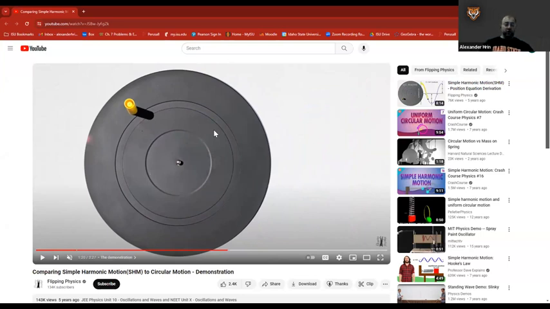We can kind of view circular motion as a form of two-dimensional simple harmonic motion. Now it's not quite accurate to say that, because the forces that generate circular motion are not the same forces that generate simple harmonic motion, but you do see a pretty similar behavior there.